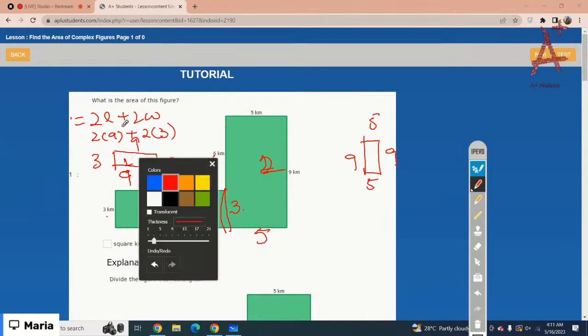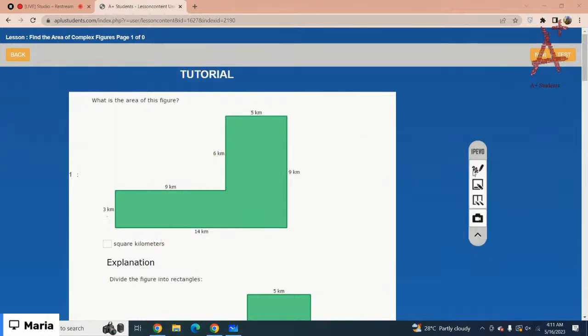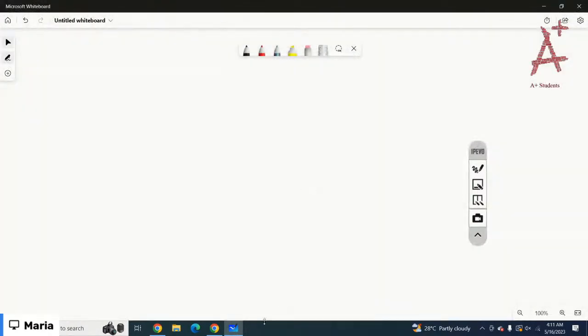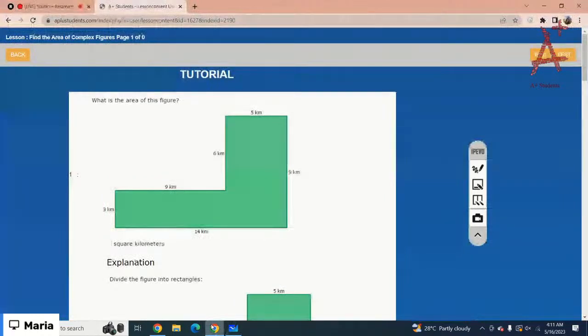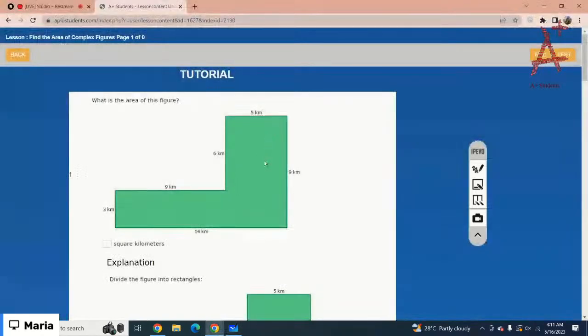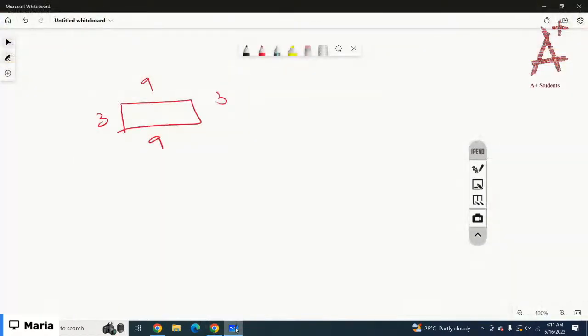Got it? Let me just draw them on the whiteboard, and then I will explain again. Just listen to me carefully. I divided the whole figure into two parts. Here is the first portion, 3, 3 and 9, 9. Then this one, 9, 9, 5, 5. Got it? Let's just calculate the area.